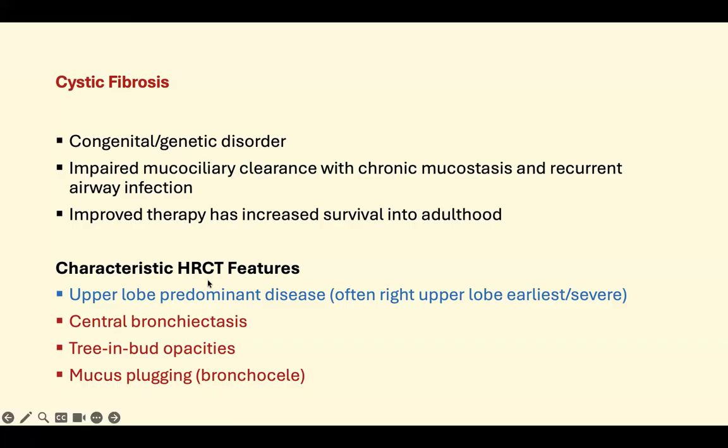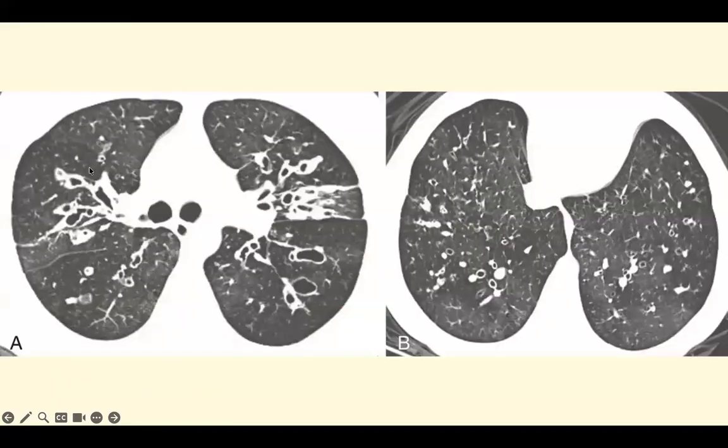The characteristic high-resolution CT features predominantly involve the upper lobes. There is central bronchiectasis, tree-in-bud opacity, and mucus plugging. Here is upper lobar involvement with bronchiectasis and tree-in-bud. As you can see here, there is less involvement in the lower lobes than the upper lobes. Here are tiny tree-in-bud opacities and nodules.